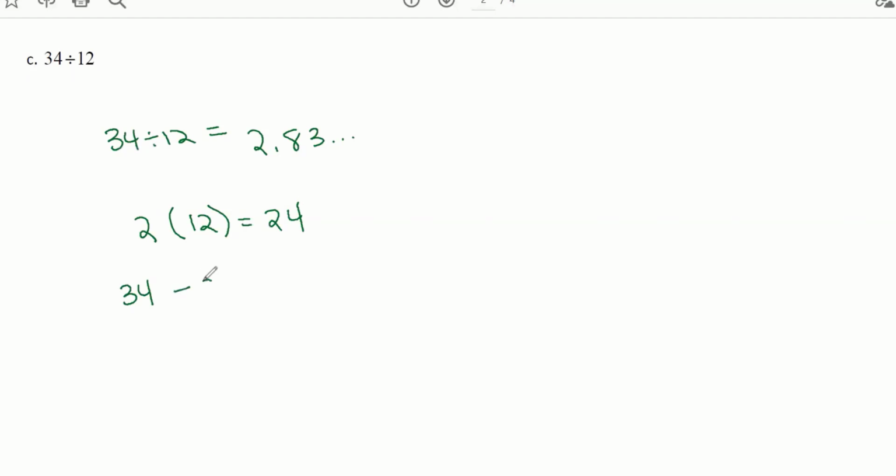Let's find the remainder. 34 divided by 12. Let's do that on the calculator. We get 2.83. Take the whole number part 2, multiply by the divisor 12, and get 24. And then take the original 34, subtract the 24, and we get 10 as our remainder.